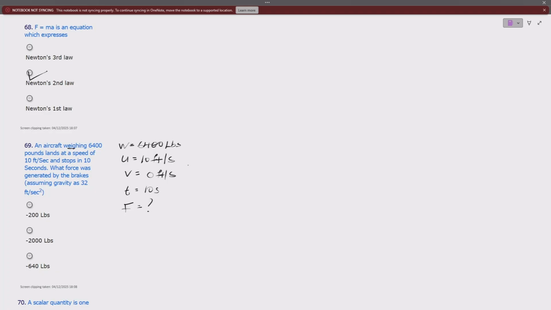And it's asking for the force. So now force equals mass times acceleration. But we need to find the mass of the aircraft. Weight equals mg, so mass equals weight over g. That is 6,400 divided by 32. So therefore mass equals 200 slugs.